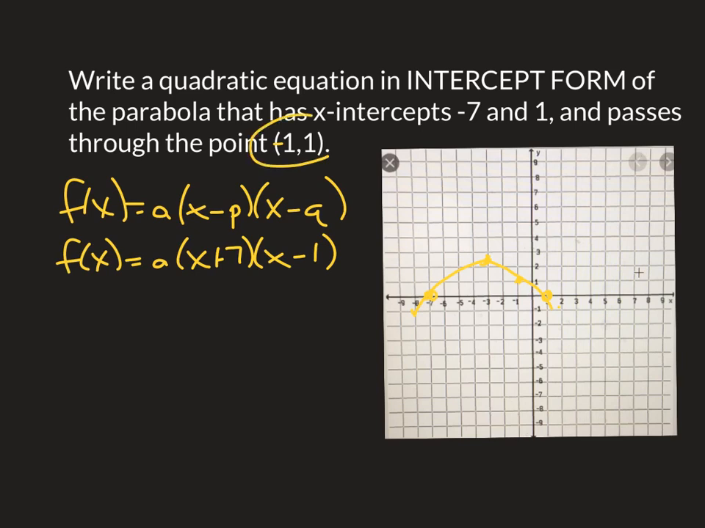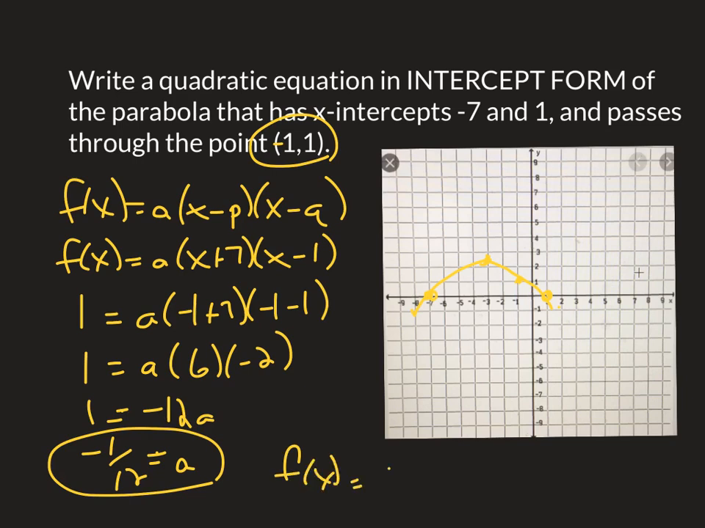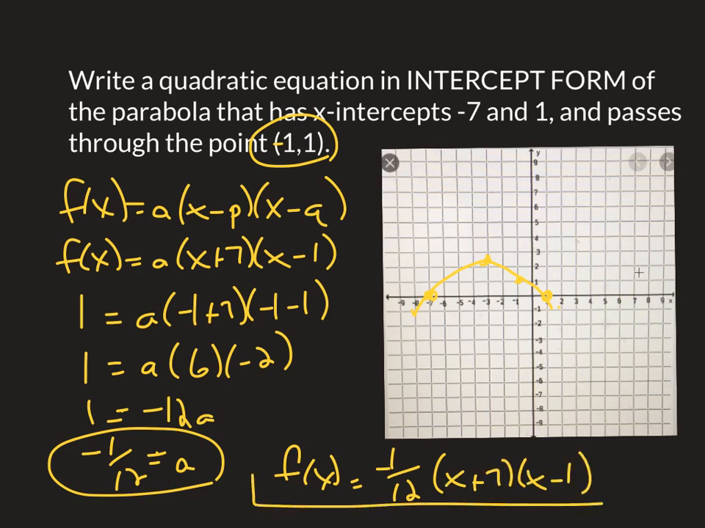To find it, I'm going to do the same thing. I'm going to plug the point in. I'm going to put the 1 in for the y, negative 1 in for both x's. And when I do that, over here I get 6 and negative 2 there, which is negative 12a equals 1. So I get a is negative 1/12. Right there's my a. That's not the answer. I need the equation. So I'm going to write it in intercept form. I'm just going to put f of x equals negative 1/12 times (x plus 7) and (x minus 1). Guys, and that's it right there.